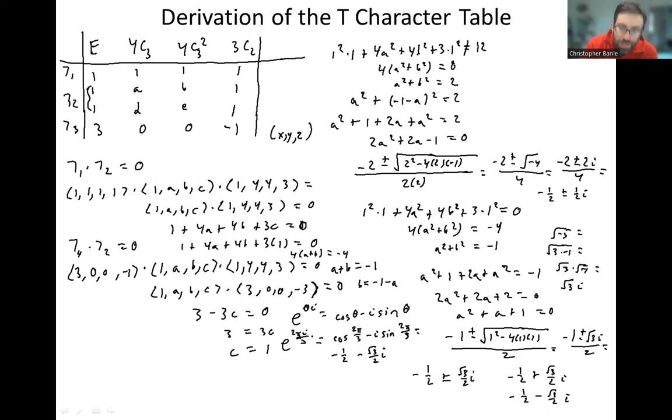So e to the 2 pi i over 3 is just a compact way of writing negative 1/2 minus root 3 over 2 i. So we're actually going to define a value called epsilon, you could call it whatever you want, and call that e to the 2 pi i over 3. This is how people write these character tables, just in a very compact form. And so now we can put that as our solution for a. That's what we solved. That's one of our roots.